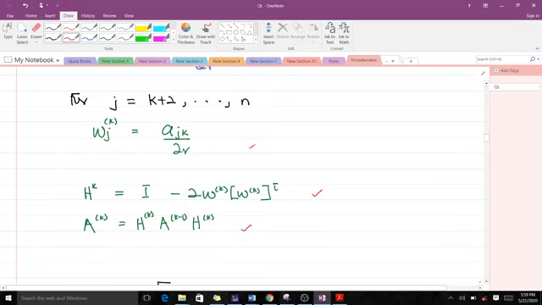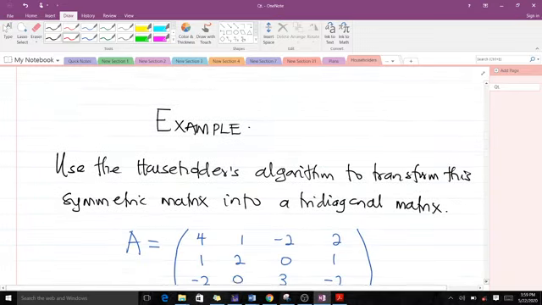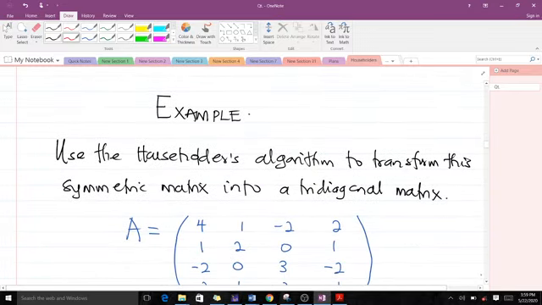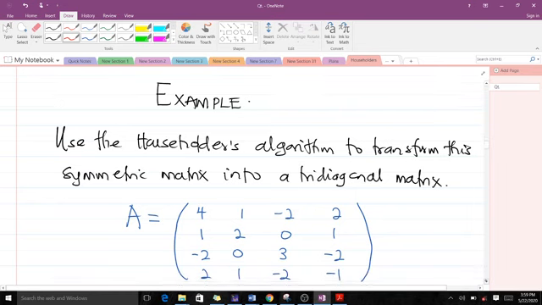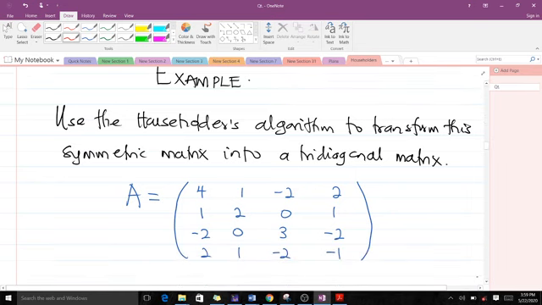Alright, so an example. We have to use the householders algorithm to transform this symmetric matrix into a tridiagonal matrix. Before that, we have to verify whether our A here is symmetric or not, because if it's not symmetric, we can't use a householder on it. The question said it's symmetric, so you are good to go. You should know that it's not any matrix that you can perform the householders method on. You have to make sure that the matrix is symmetric, that is, A is equal to A transpose.